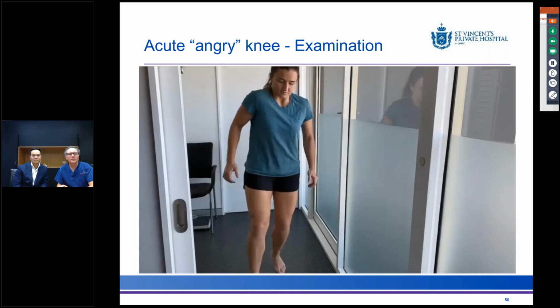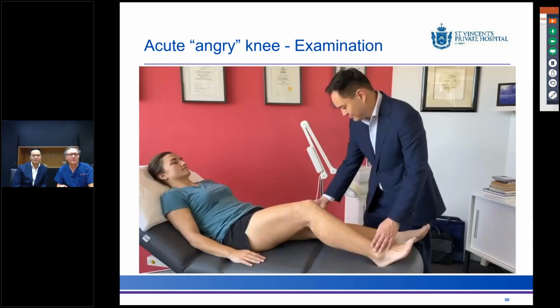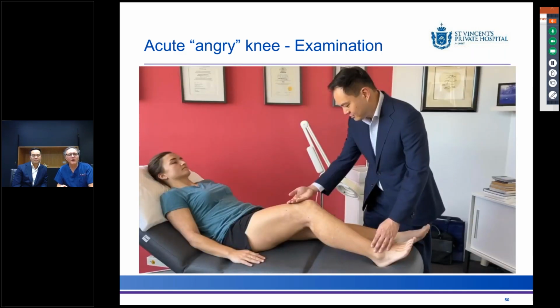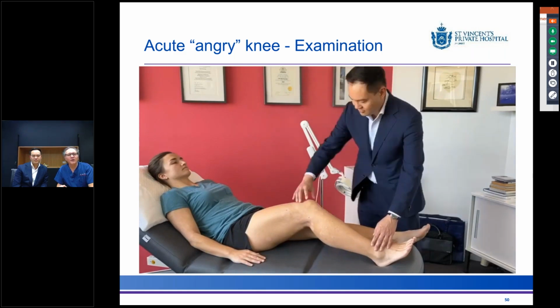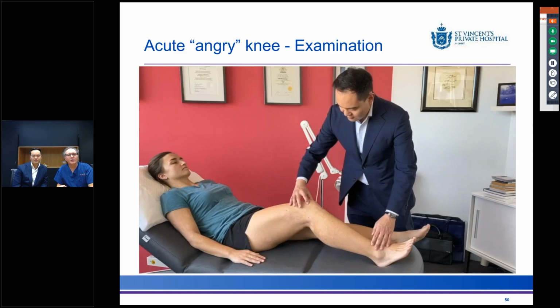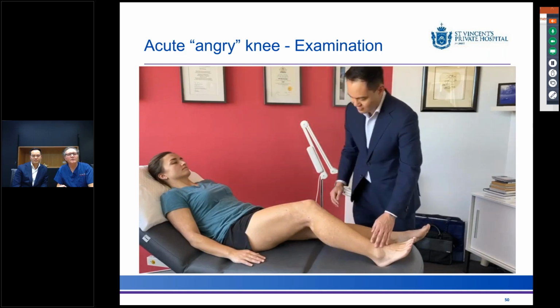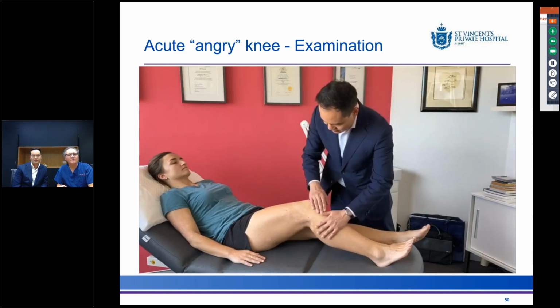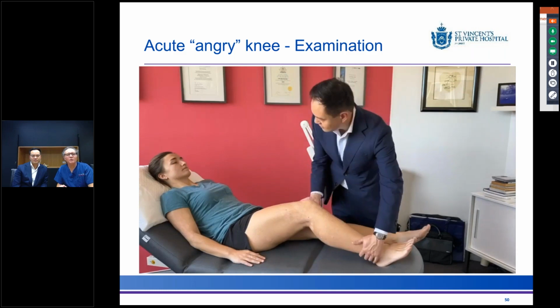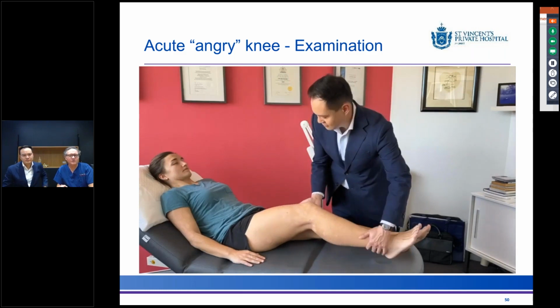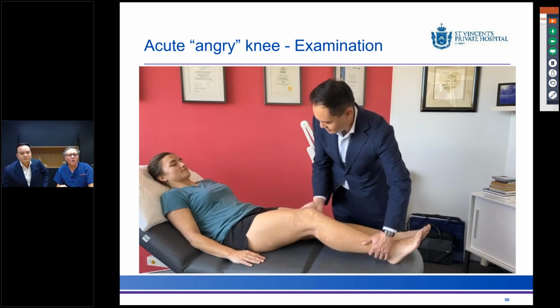Here you can see Horng Lee. He's just starting to feel for any temperature changes. Look for any areas of skin breakdown. Now he's feeling for any tenderness. He's going to start to passively try to extend the knee out to full extension. The patient does not want to do that.